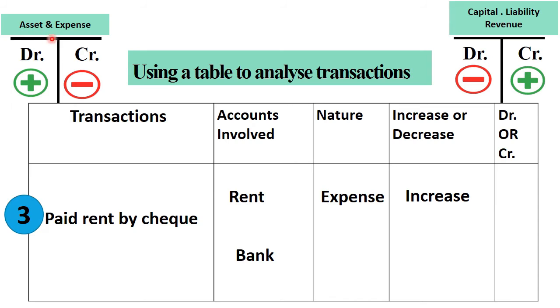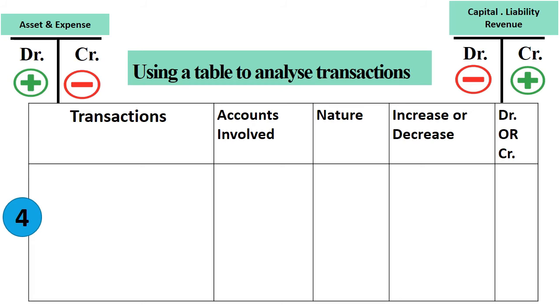And if you can see the rule here, increase in expenses is debited. Okay, now let us come to bank account. Bank is our asset, and when we are paying rent by check, our bank account is going to decrease. And you can see the rule here, if asset decreases, it is credited. So the two accounts affected by this transaction are rent and bank. Rent is debited and bank account is credited.